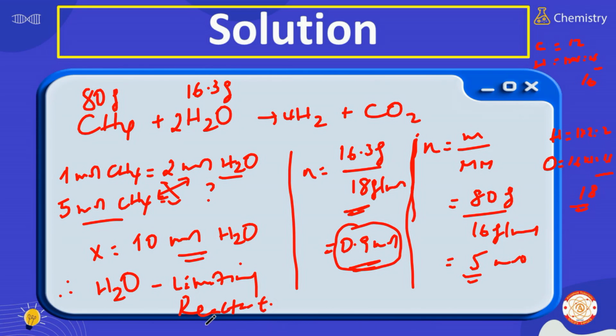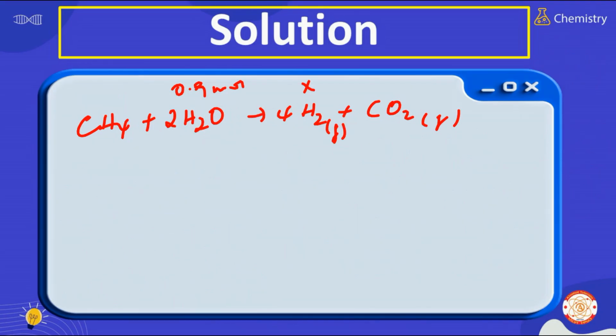Okay, so the limiting reactant is water. Now let us calculate the amount of hydrogen produced from this reaction. So in order to calculate the amount of hydrogen, we have to use the amount of the limiting reactant.